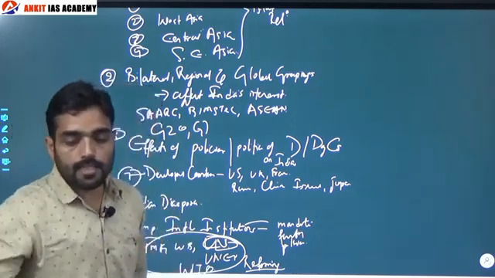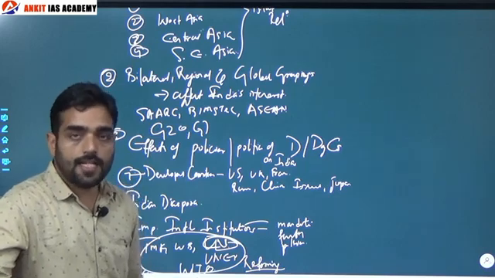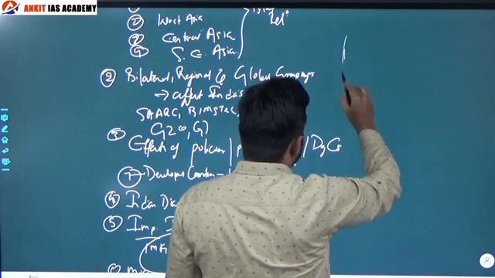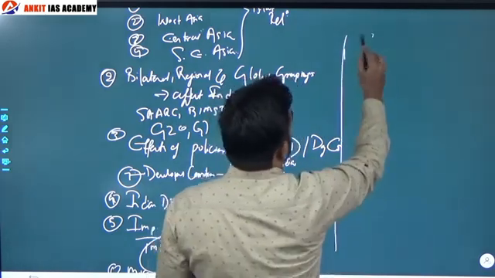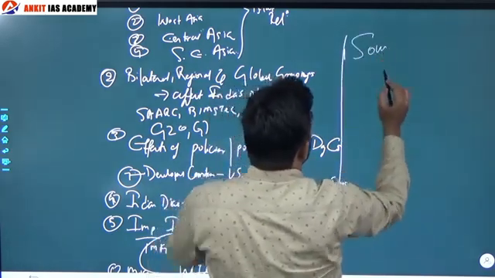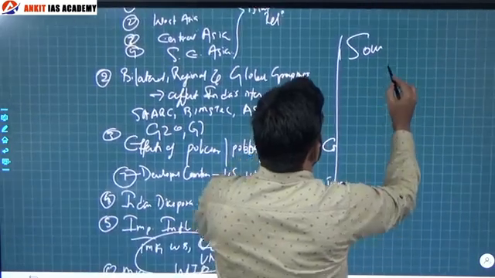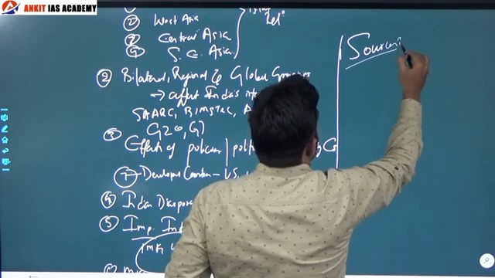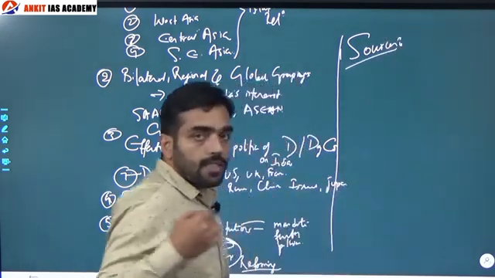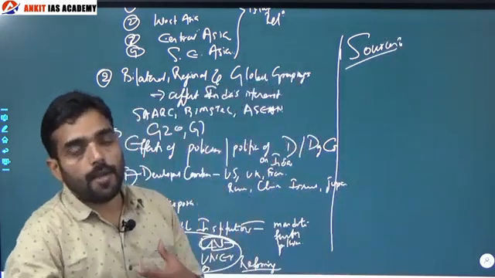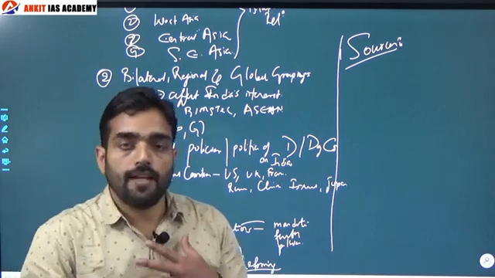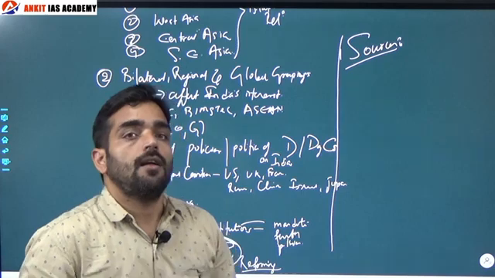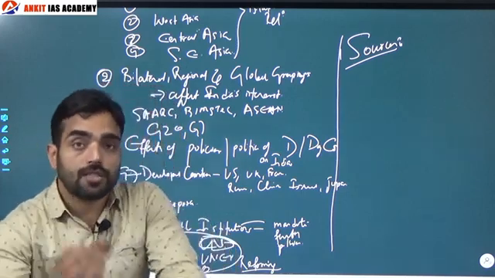Then there are important international institutions and miscellaneous topics. So, talking about sources, one way to approach the international part is to prepare notes on each and every topic of international relations. Fine. But it can become exhaustive.